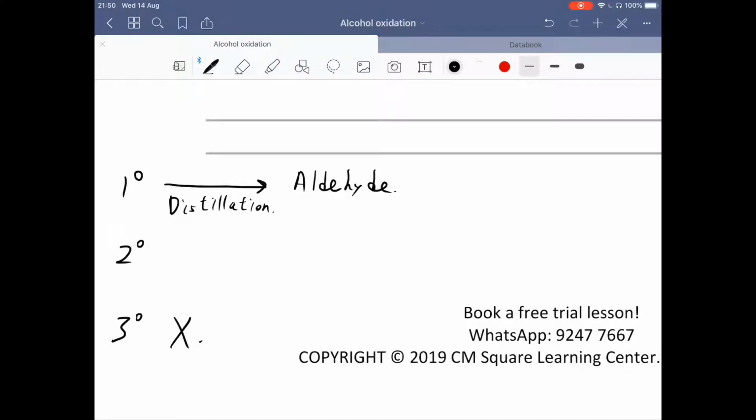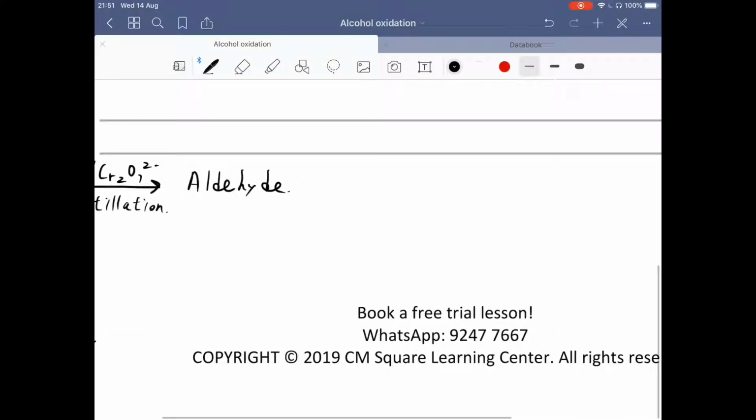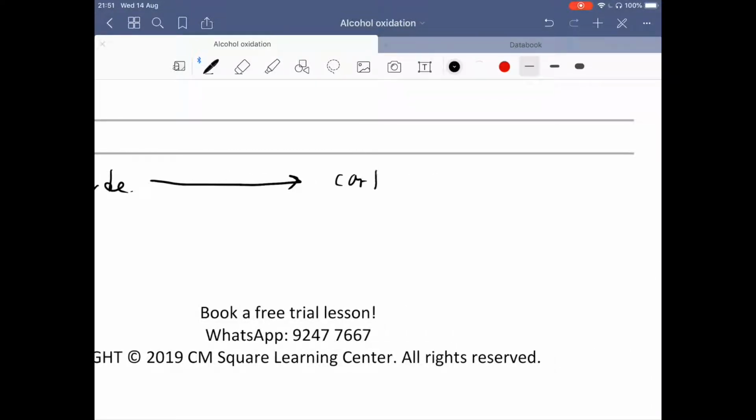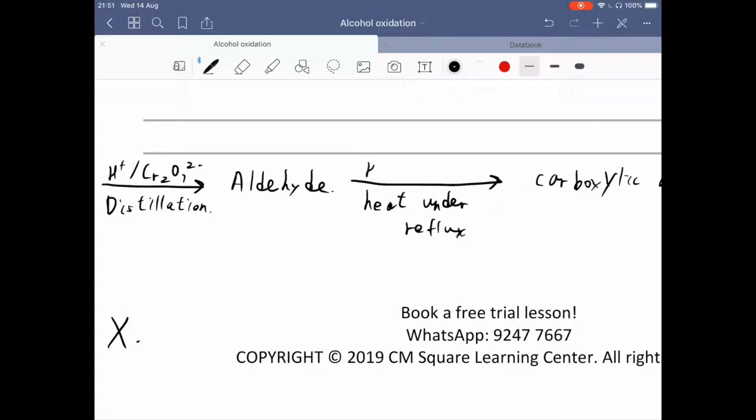And the oxidizing agent required is acidified dichromate ion. Also, aldehyde can be further oxidized to carboxylic acid as an end product, and we have to heat it under reflux. So the condition is heat under reflux, and the oxidizing agent required is the same, acidified dichromate ion.